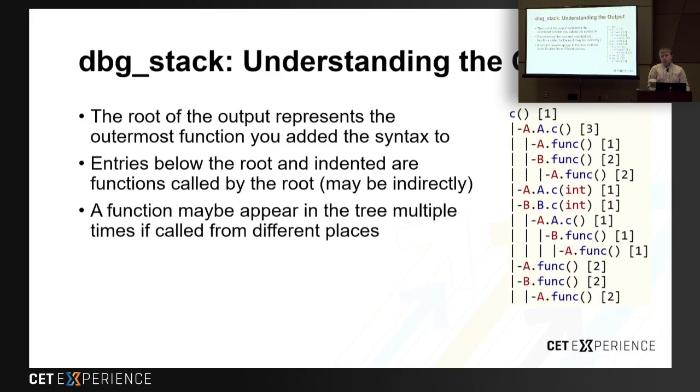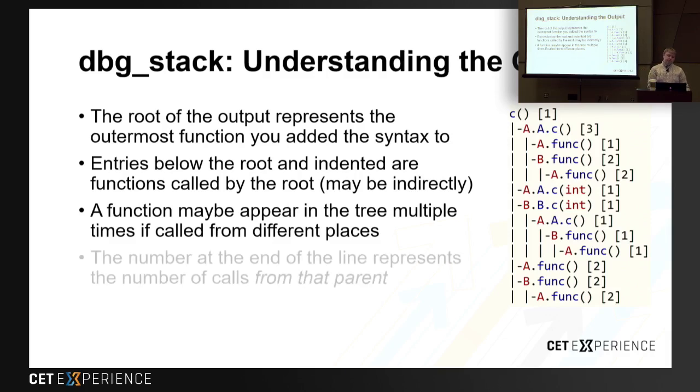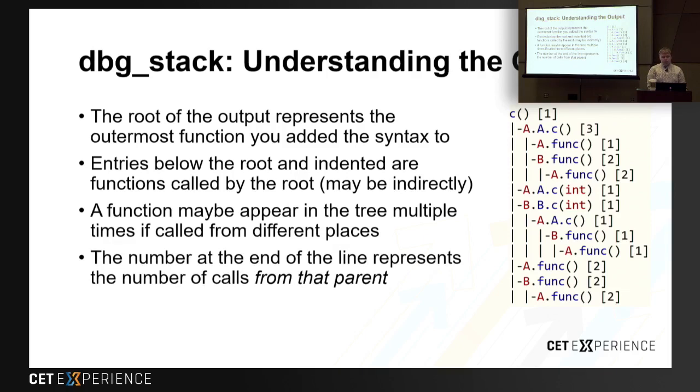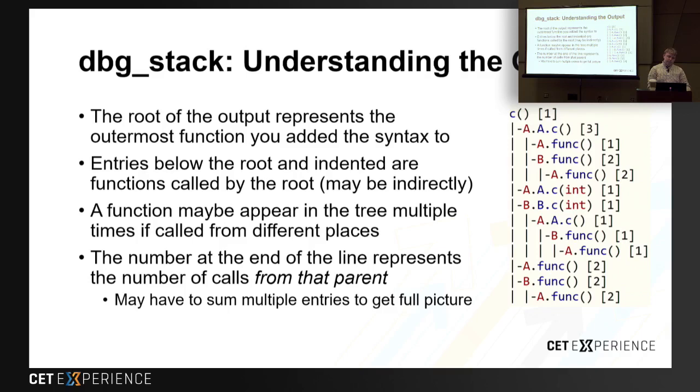The function can also appear in the tree multiple times if it was called from multiple different places, so you may have to do a little bit of math to figure out if its constructor was called here and there, so it has like 3 plus 1 calls, so it's 4. And then the number at the end represents the number of calls from that particular parent, not the total calls in everything. So like I said, you may have to sum some things.